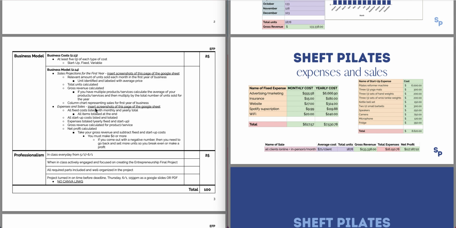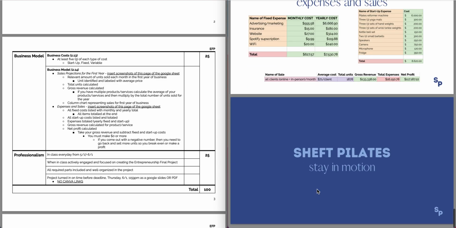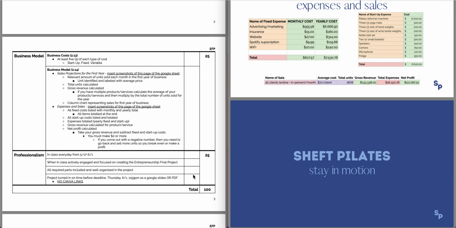Expenses and sales, again, you're inserting screenshots of these 3 parts of the Google Sheet, what you have completed there. As a reminder, when you calculate your net profit, you must make $0 or more. If you come out with a negative number, then you need to go back and sell more units so you break even or make a profit. And then this is the end of my presentation.